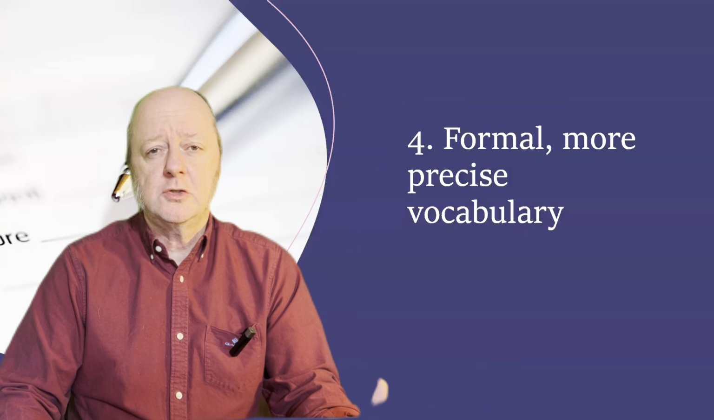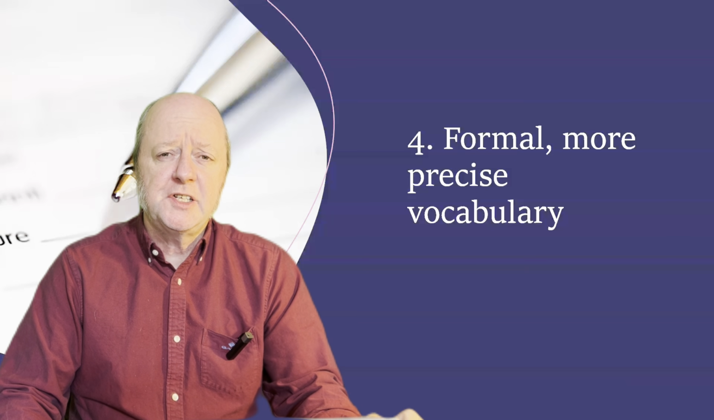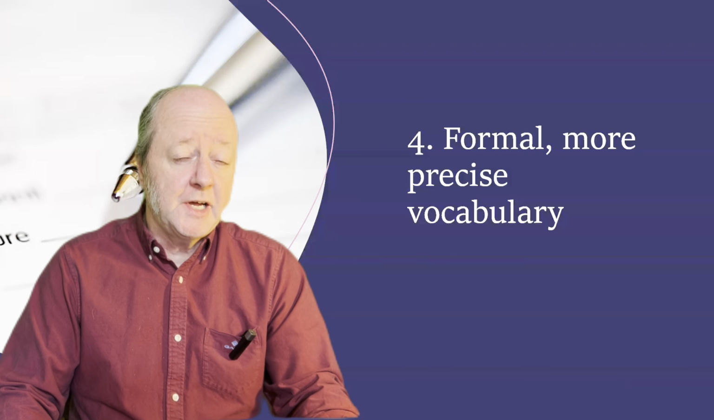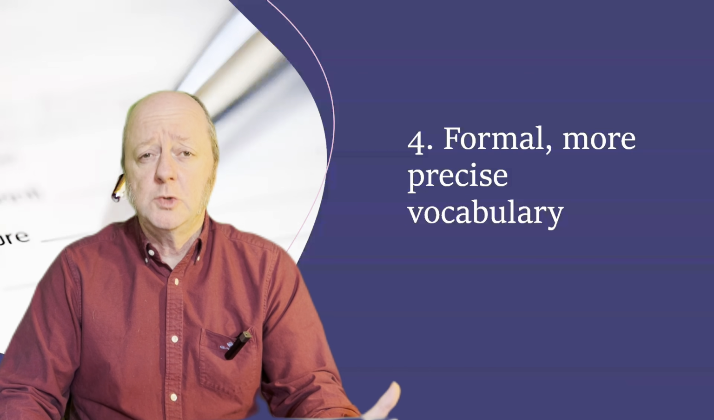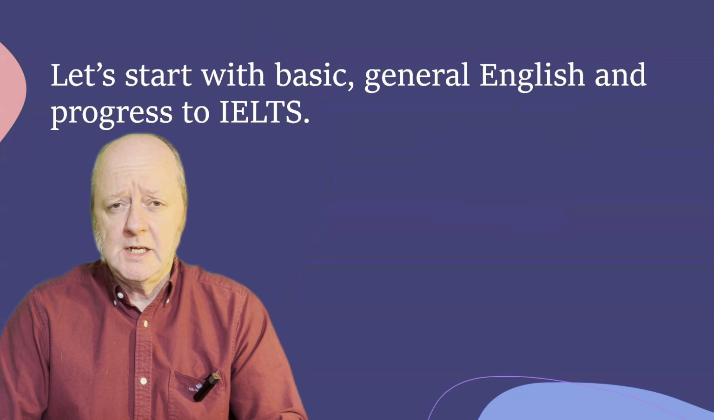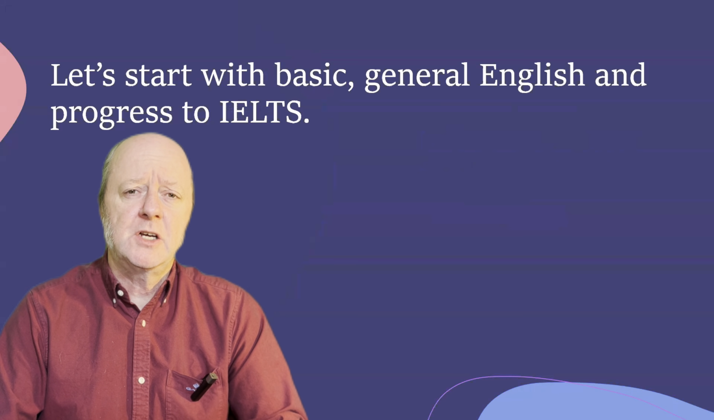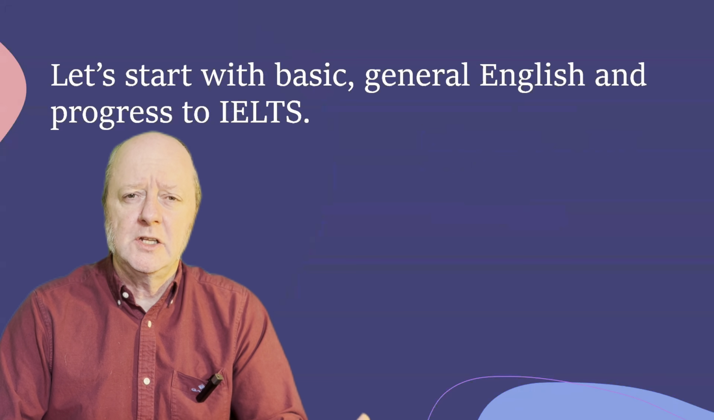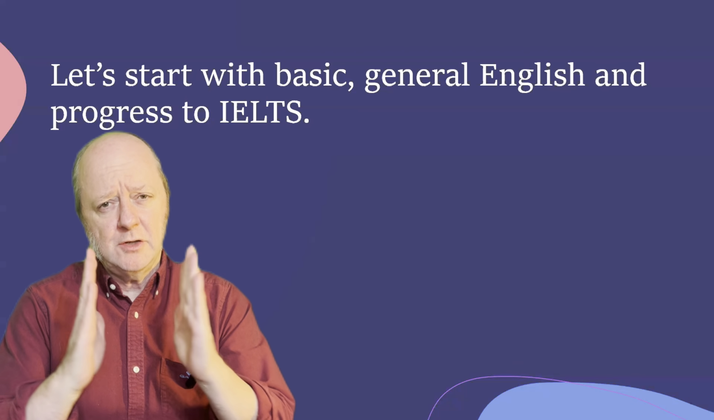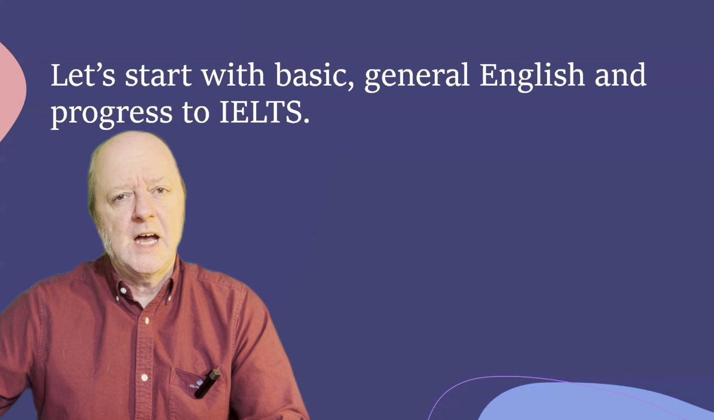Moving on to formal, more precise vocabulary. Of course, these essays must be formal, and the precision of the vocabulary indicates the level of the student. If you can be very precise with your vocabulary, then obviously you will get a higher mark. So in order to do this, let's begin with basic general English, and then we will progress to the IELTS level of English. Why? Because all students begin with basic general English. They take the IELTS to go to university, which is academic English, and IELTS is in the middle between general and academic English. So this is the natural progression.